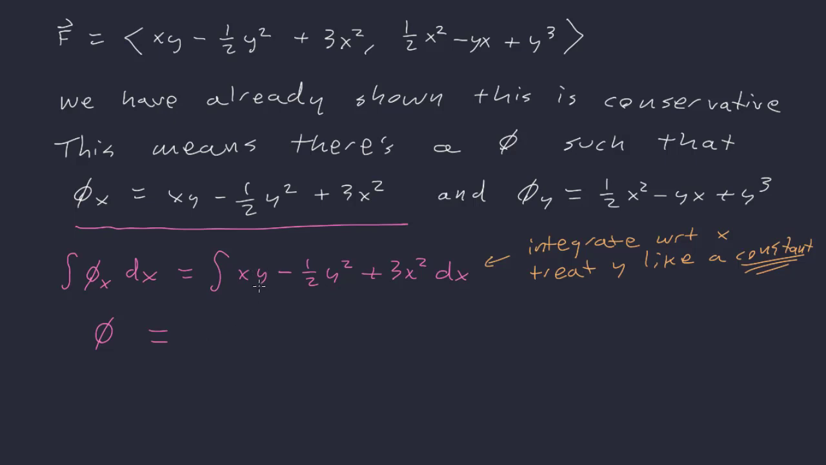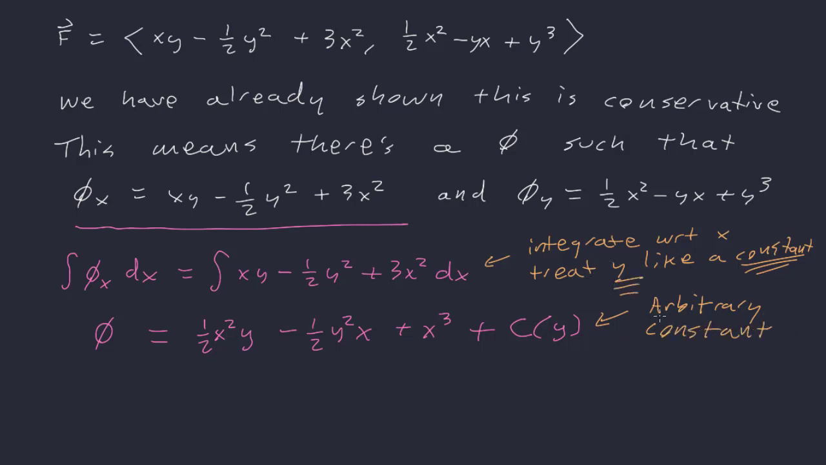Okay, so the integral of xy with respect to x, well again, y is the constant, so we get 1/2 x squared y. Okay. For this piece, this is just a constant now, this 1/2 y squared, so we'll just get minus 1/2 y squared x. And then the integral of 3x squared with respect to x will just be plus x cubed. Then we're going to put a plus c, but in this case, it's not just a constant, because it can be a constant or an arbitrary function of y. So this is our arbitrary constant that we usually have, but remember, y is treated like a constant. So technically this is our arbitrary function of y.